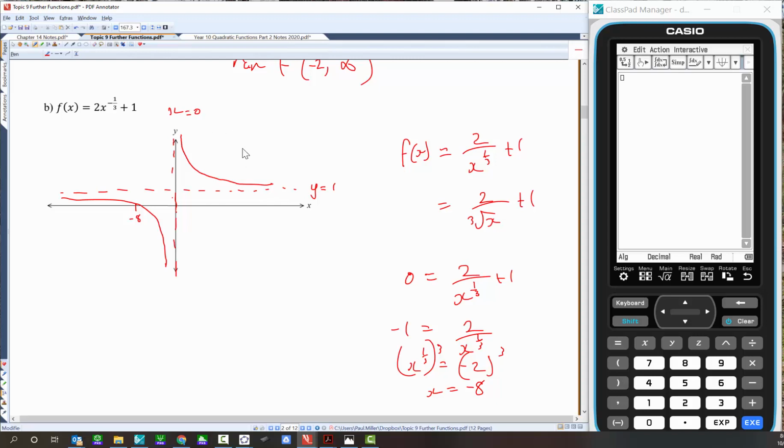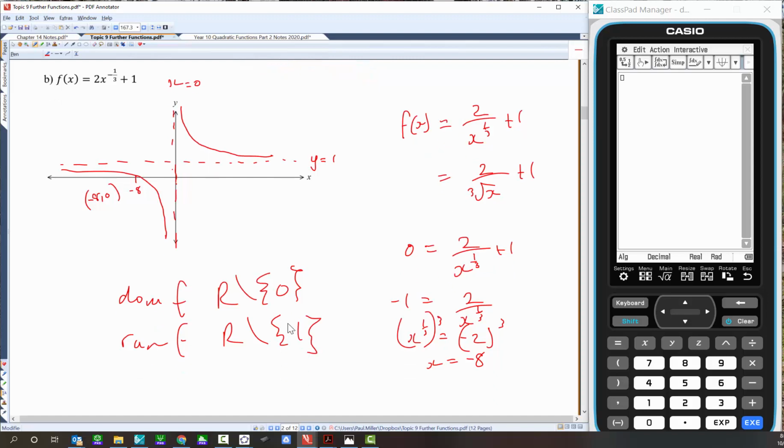All right, and that'll do nicely for that graph there. So we've got -8, 0 as our x-intercept, no y-intercept. The domain of the function is all real numbers, but let's take 0 out of there. The range of the function is all real numbers, but let's just yank 1 out of there.